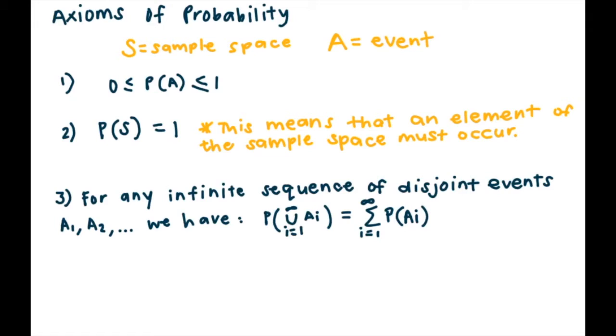Now I'm going to go over 3 axioms of probability. Before I get started, I just want to remind you that S equals sample space and A equals event. So in axiom number 1, we see that the probability of A is between 0 and 1. Next, number 2, probability of the sample space S equals 1. And this means that an element of the sample space must occur. Number 3, for any infinite sequence of disjoint events, A1, A2, etc., we have the probability of the union of Ai from i equals 1 to infinity equals the sum of the probabilities of Ai from i equals 1 to infinity.